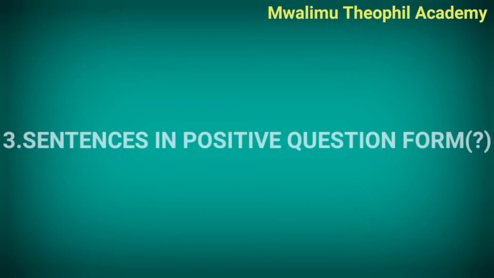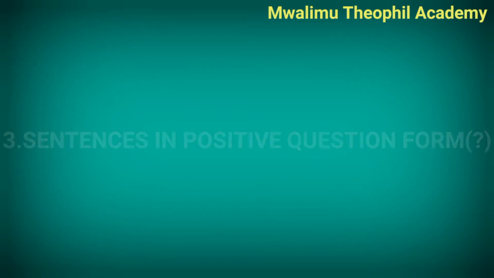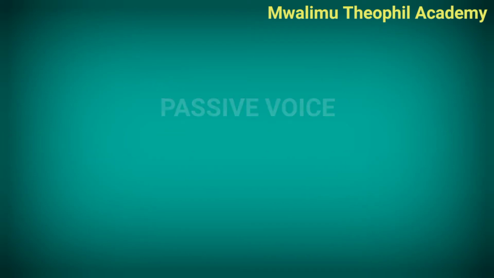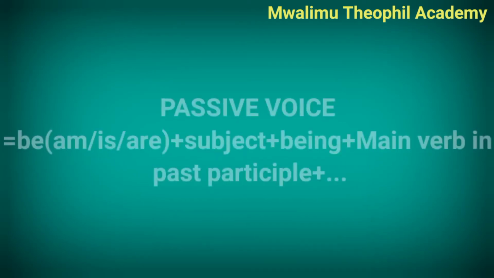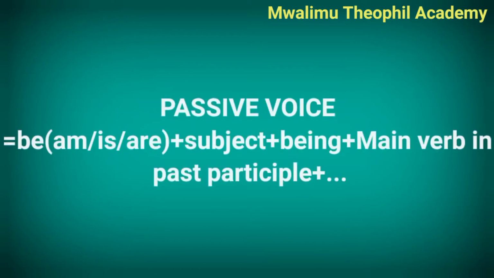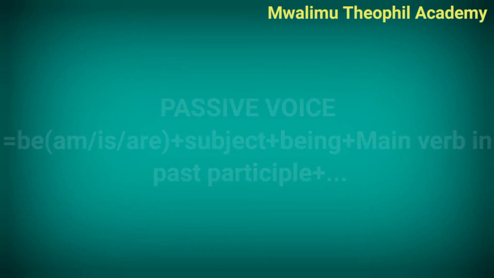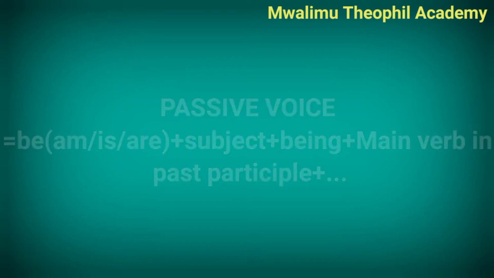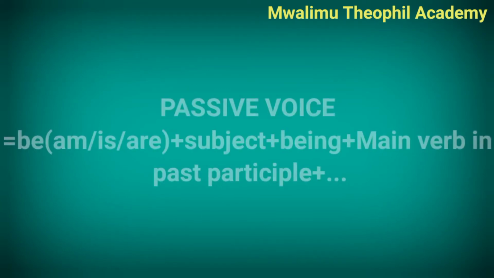A third form of sentences is the positive question form. Now, for these sentences, the passive voices are written in such a way that we start with the verb to be. I mean, it can be is, am, or are, and this is followed by the subject. After the subject, we add the word being. After the word being, we add the verb in its past participle.